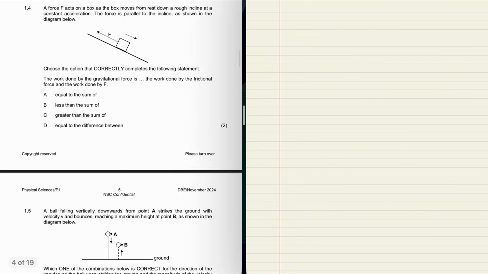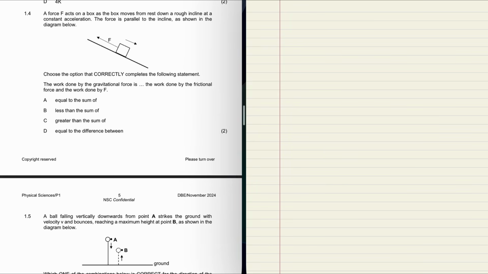Moving on now to question 1.4. A force F acts on a box as the box moves from rest down a rough incline at constant acceleration. The force is parallel to the incline as shown in the diagram below. Choose the option that correctly completes the following statement. The work done by the gravitational force is: is it equal to the sum of, less than the sum of, greater than the sum of, or equal to the difference between the work done by the frictional force and the work done by F?